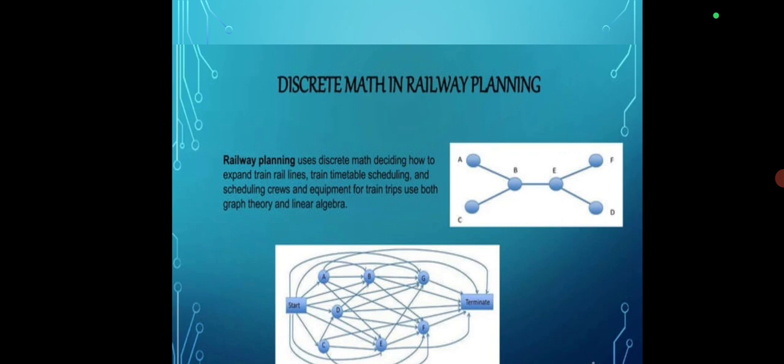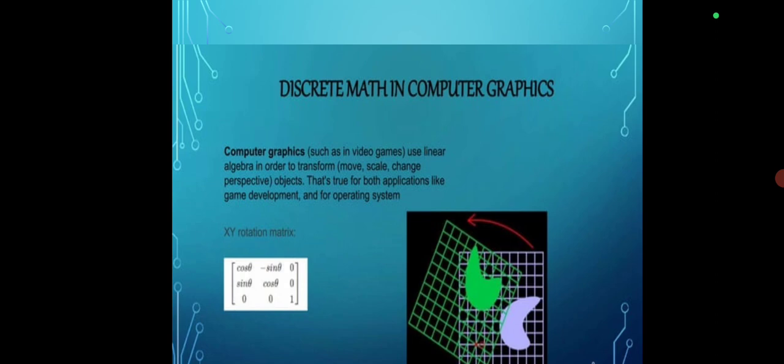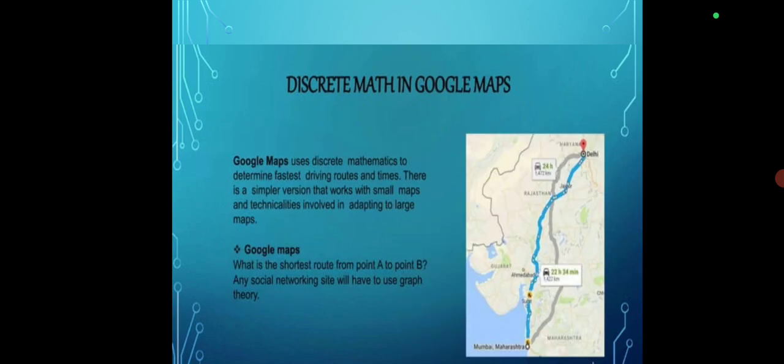In railway planning, discrete math decides how to expand train railway lines, timetable scheduling, routes and equipment for train trips. Both graph theory and linear algebra are used here. Discrete mathematics in computer graphics also uses linear algebra in order to transform objects, which is true for applications like game development and operating systems. This is an XY rotation matrix, where cos theta and sin theta are the entries, and the rotation preserves lengths.